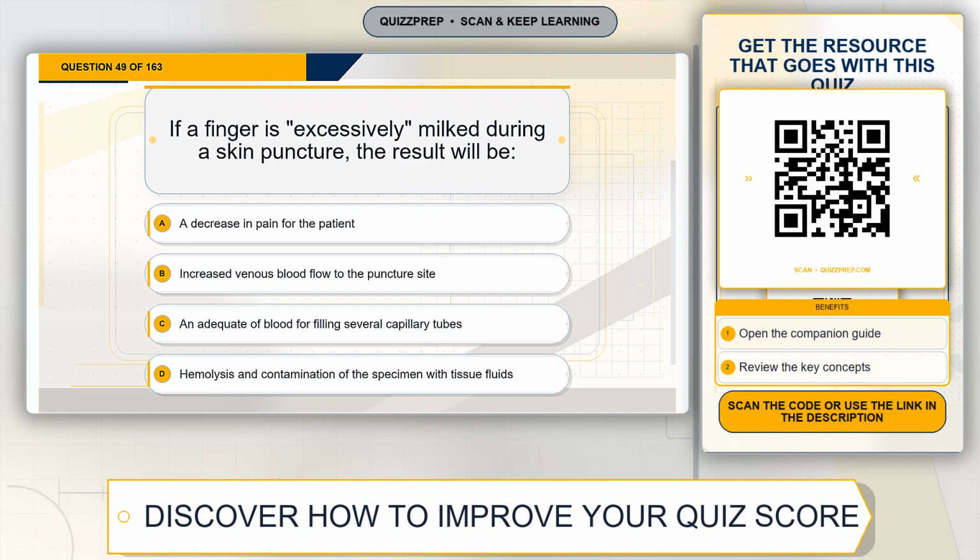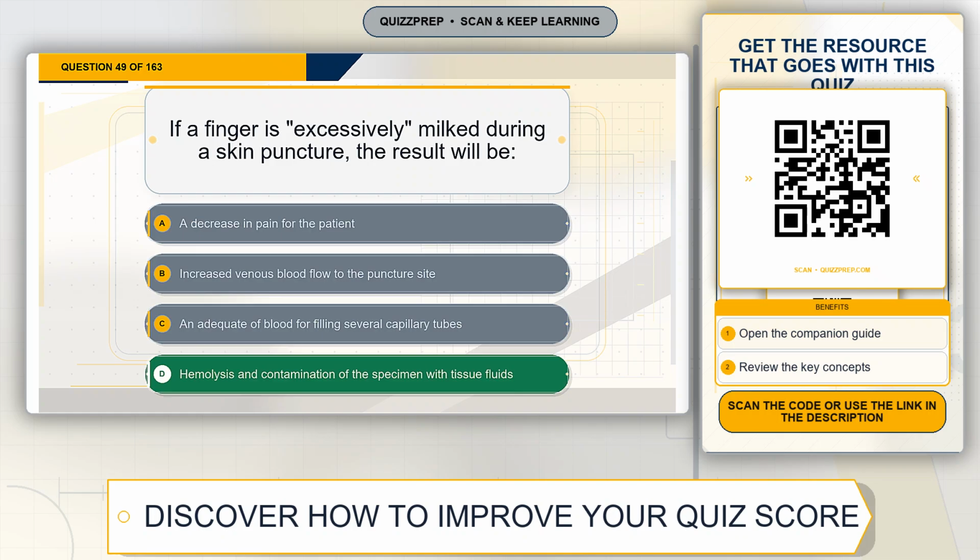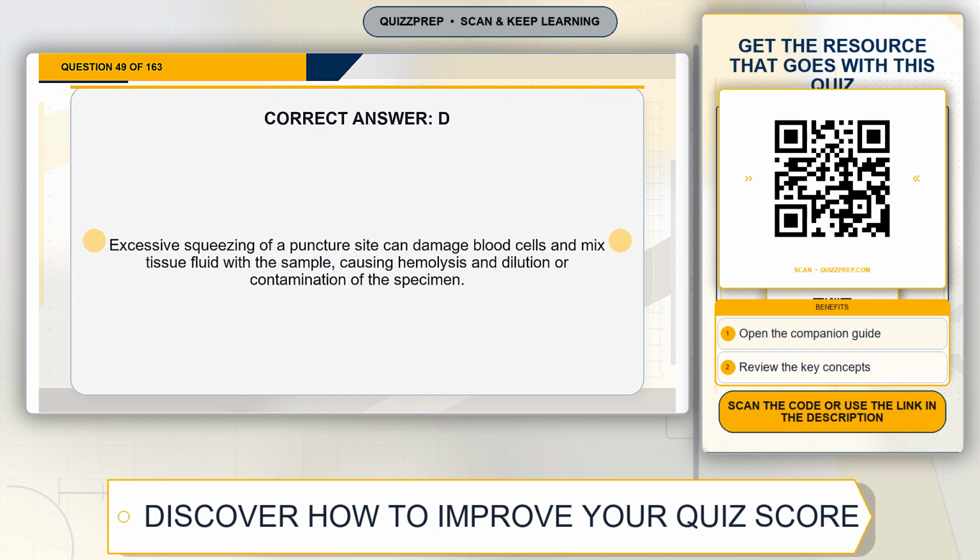Question 49. If a finger is excessively milked during a skin puncture, the result will be: Option A. A decrease in pain for the patient. Option B. Increased venous blood flow to the puncture site. Option C. An adequate amount of blood for filling several capillary tubes. Option D. Hemolysis and contamination of the specimen with tissue fluids. The correct answer is option D. Hemolysis and contamination of the specimen with tissue fluids. Explanation. Excessive squeezing of a puncture site can damage blood cells and mix tissue fluid with the sample, causing hemolysis and dilution or contamination of the specimen.